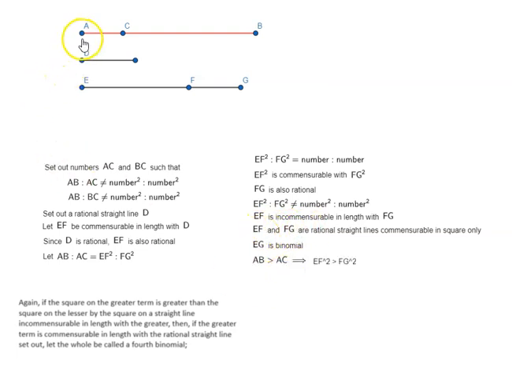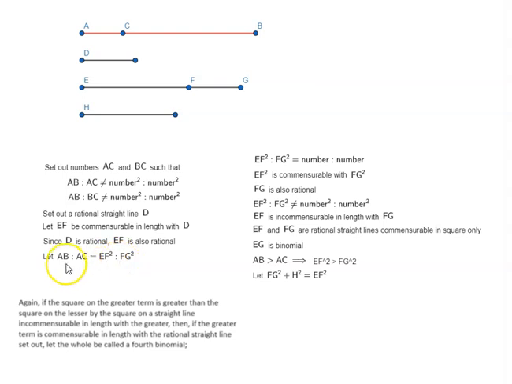AB is greater than AC, right? Because AB is the sum of AC and BC. So AB is greater than AC, which basically implies that EF square is also greater than FG square. Let FG square plus H square equal EF square. Again, we don't have H square, but we know EF square is greater than FG square. So we find H so that when summed with FG square it gives us EF square.